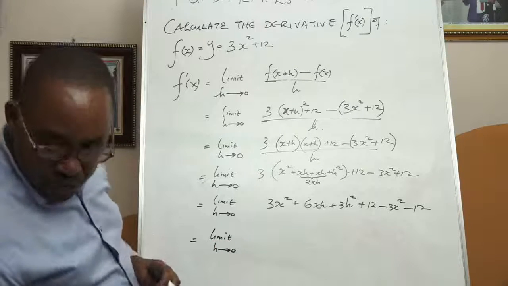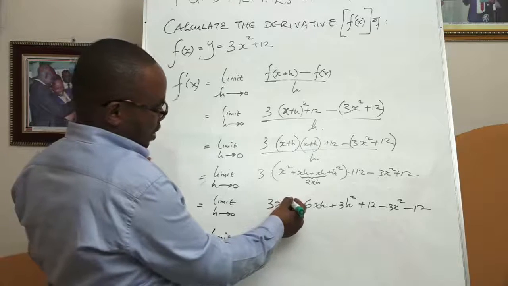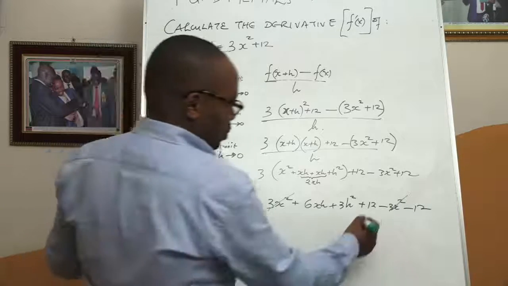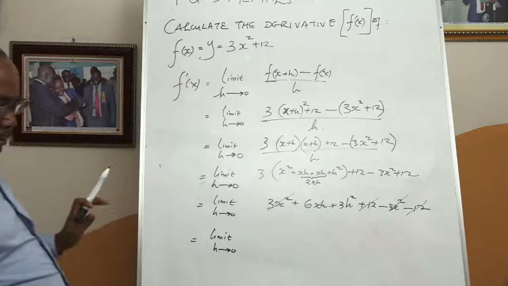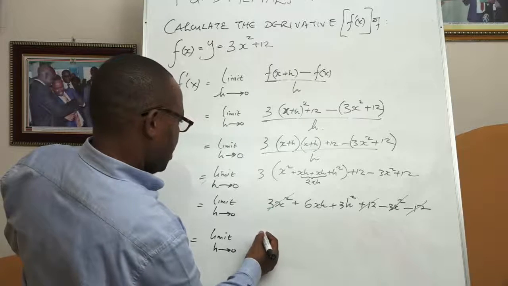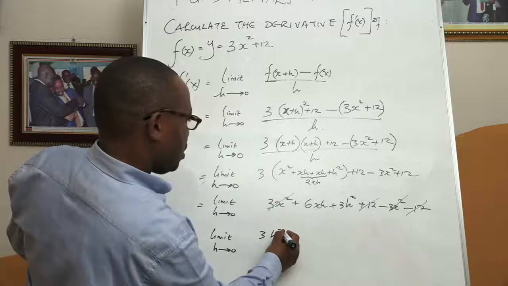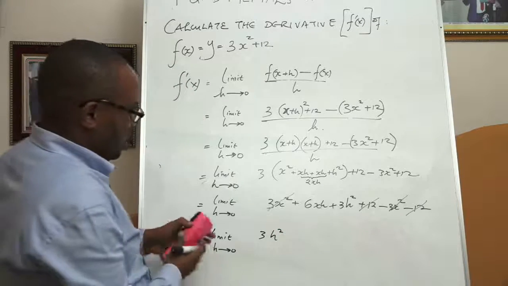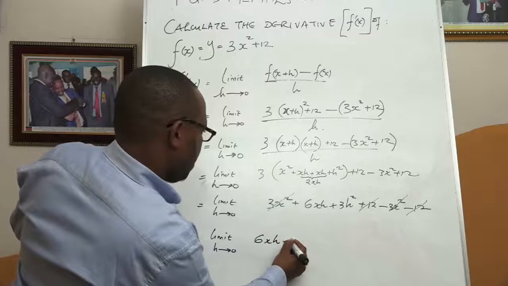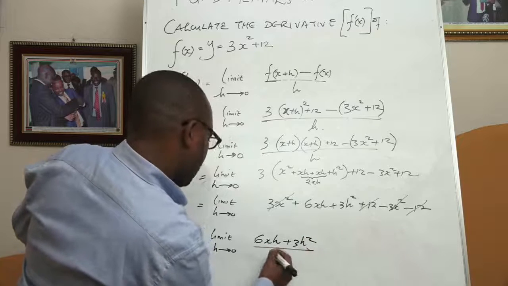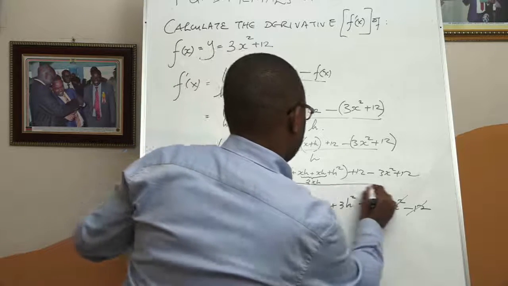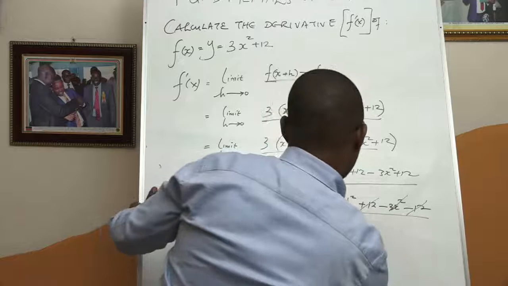You realize 3x squared minus 3x squared goes. What else? Plus 12 minus 12 goes. So what are you left with? Hold on, not 3. It's 6xh plus 3h squared over h. Then we'll get all of them over h, and there is an h that we are dividing with.